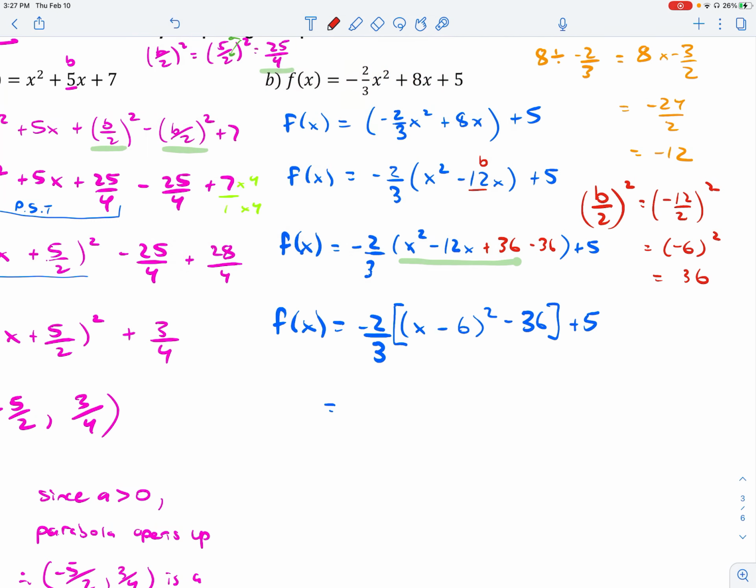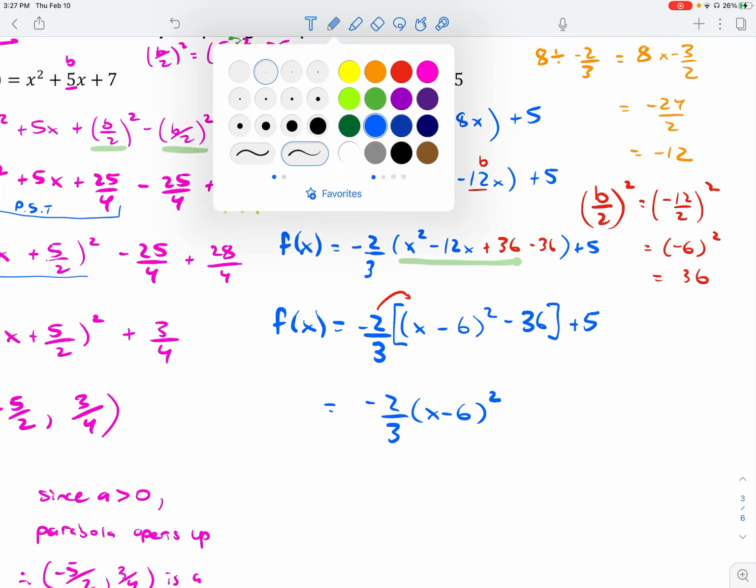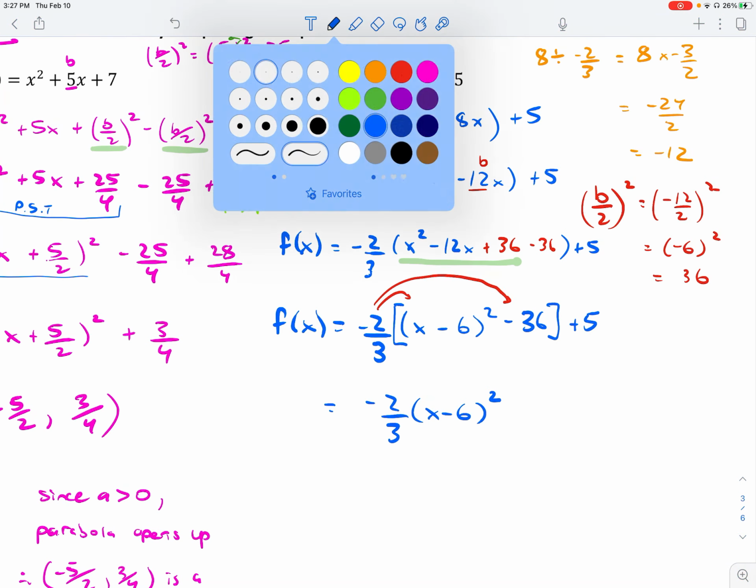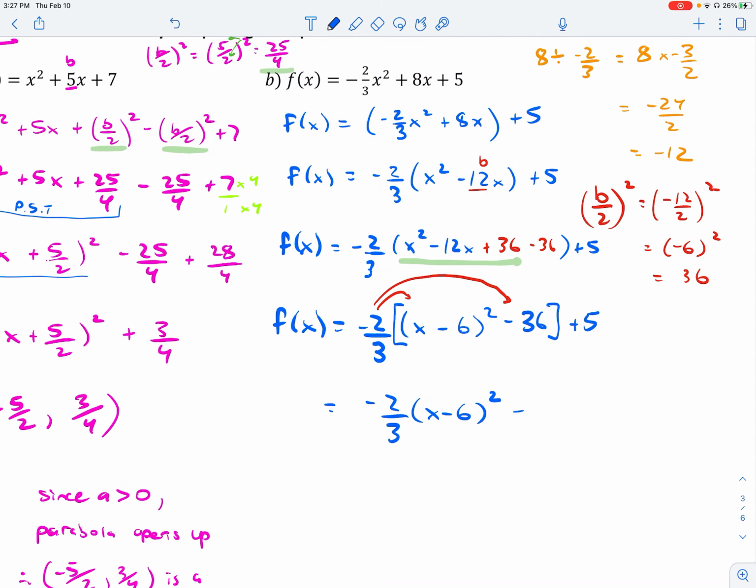So multiplying this in first, we're going to get negative 2 over 3 times (x minus 6) squared. And then we got to distribute again to the next term. We're going to have minus 2 over 3 times 36. We still have our plus 5 at the end. So whenever we expand like we just did, we always get to drop the brackets.